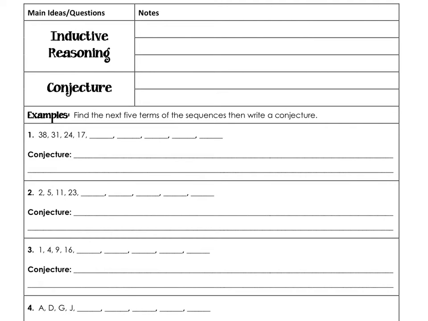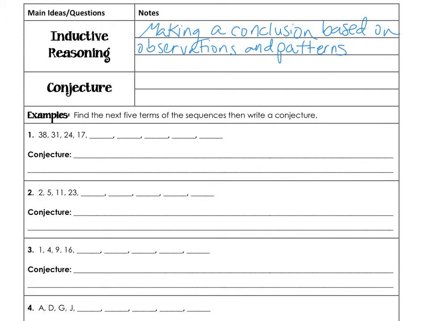In these sets of notes, we're going to talk about inductive reasoning. Inductive reasoning means that we are making a conclusion based on the observations and patterns that we notice. Conjecture is a big one we're going to hear a lot about. A conjecture is a concluding statement reached using inductive reasoning. So you use inductive reasoning to make that conclusion.